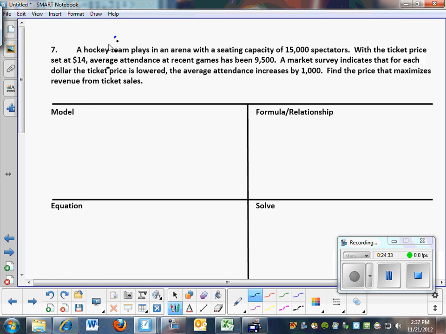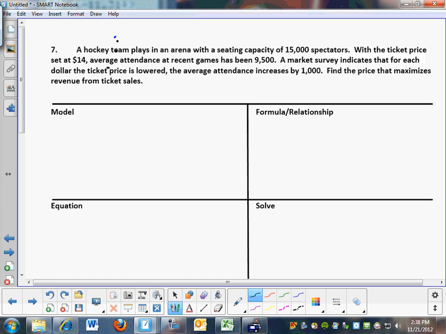We're doing 7. A hockey team. Who plays hockey around here anyways? All right, so it says a hockey team plays in an arena with a seating capacity of 15,000 spectators. Ticket price is set at $14. Average attendance at recent games has been 9,500. So they got seats to fill. So what he says is a market survey indicates that for each dollar the ticket price is lowered, attendance goes up 1,000.